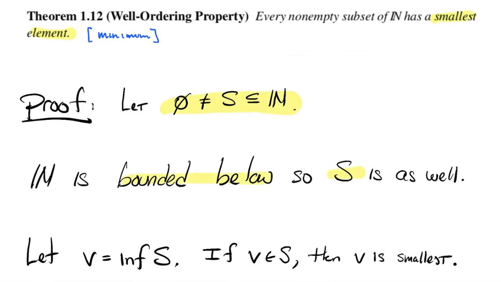So by the completeness axiom, it has a greatest lower bound. I'm going to call that greatest lower bound V. Greatest lower bound, or infimum, and the notation we use is this INF, inf of S.